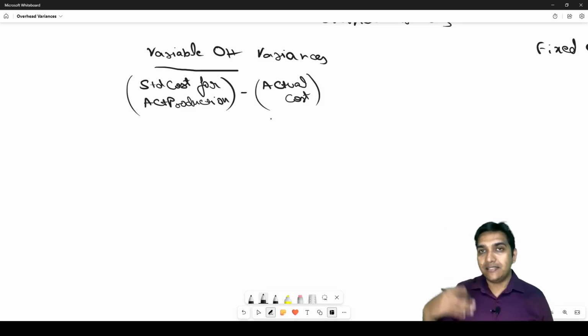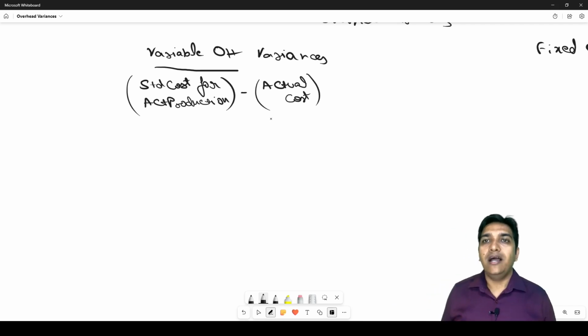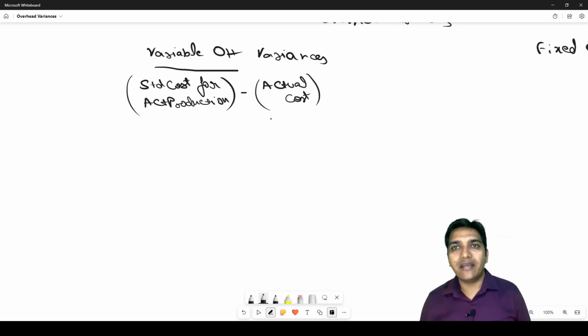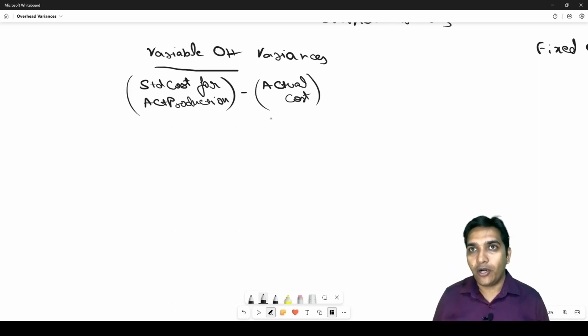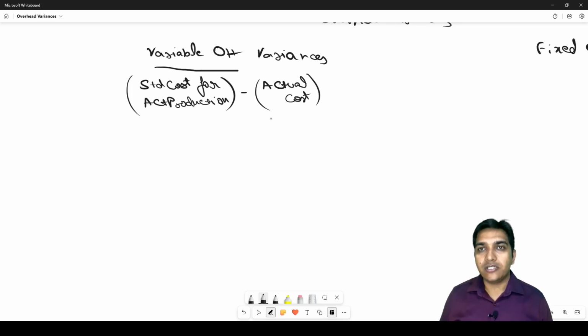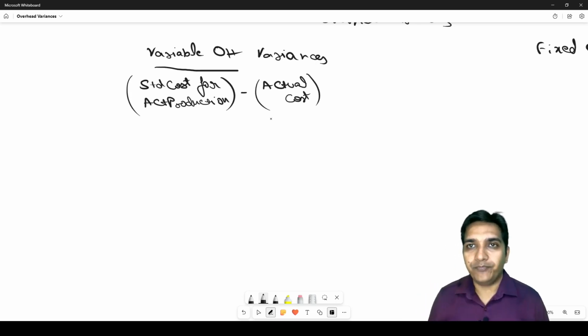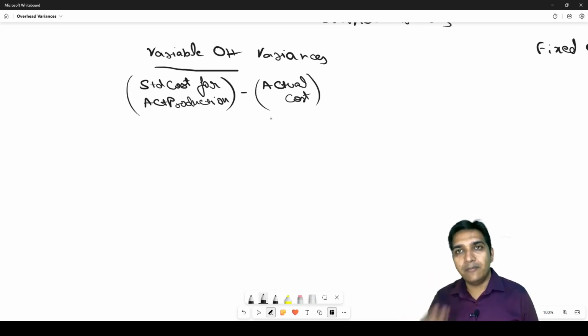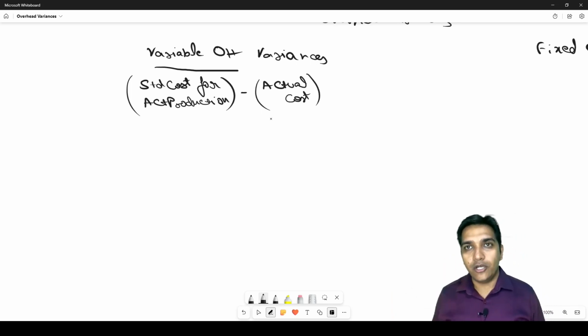In labor we had standard cost minus actual cost. In material we had standard cost minus actual cost. However, when we discuss variable overheads, the formula changes slightly: standard cost for actual production minus my actual cost. Now what is standard cost for actual production? Concept-wise it is still the same. It is still my standard cost. However, we refer to it as standard cost for my actual production.